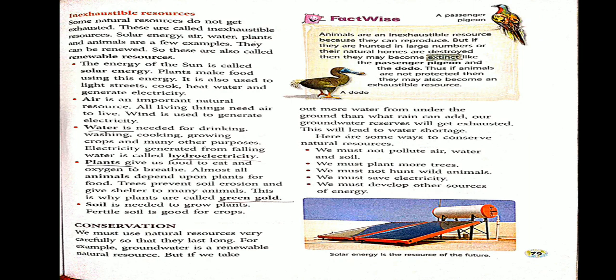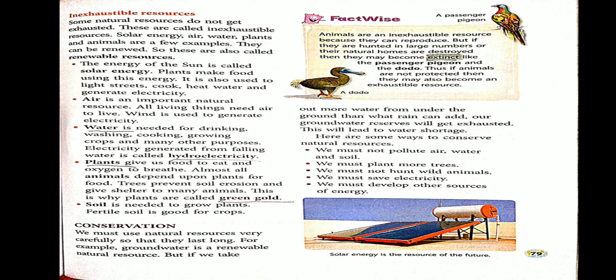Next one is inexhaustible resources. Some natural resources do not get exhausted. These are called inexhaustible resources, like solar energy, air, water, plants, and animals. These are examples of inexhaustible resources. They can be renewed, so these are also called renewable resources.